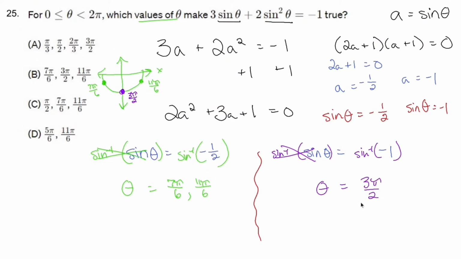So my options are 7 pi over 6, 11 pi over 6, and 3 pi over 2, not necessarily in that order, but that gives B as our answer. Fun stuff. I like solving trig functions. It makes you think. Hope this helps.